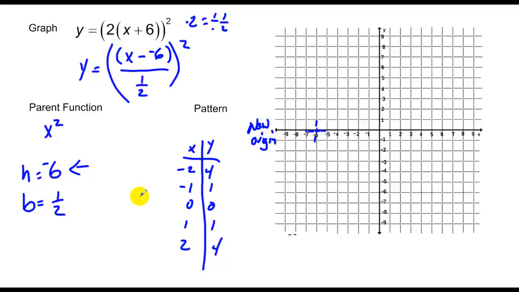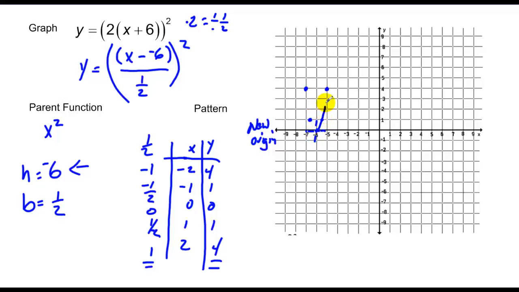B affects those x values. So all these x values have to be multiplied by a half. That's giving me -1, -1/2, 0, 1/2, and 1. So now I'm going to graph these x and y values from this new origin. I go over -1 and up 4. I'm going to go over 1 and up 4, and then I'm going to go over 1/2 and up 1.